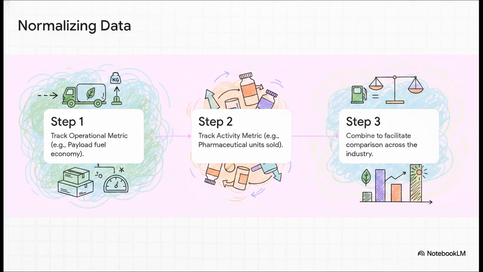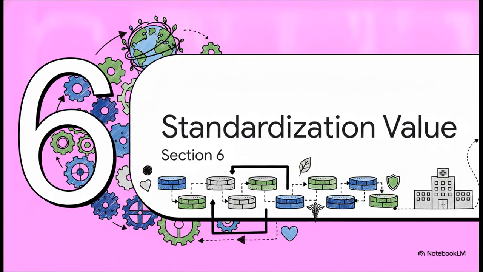And step 3, you combine them. When you take the total fuel efficiency and map it against the millions of units actively being distributed, you suddenly have a normalized efficiency rate. You can now look at that massive global distributor and that small regional distributor we talked about earlier and accurately determine who is moving a single unit of medicine to a patient with less environmental impact. Let's move to Section 6 and see how this all builds together.